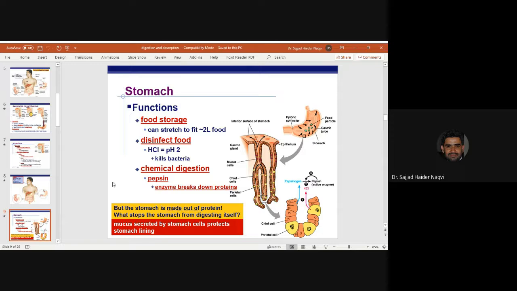There is also mucus secreted by the stomach, and this is for the self protection of the stomach, because there is HCl with a pH of 2, which can cause damage to the epithelial cells. So the mucus lining of the stomach is self protection for the stomach itself from such a highly acidic pH.